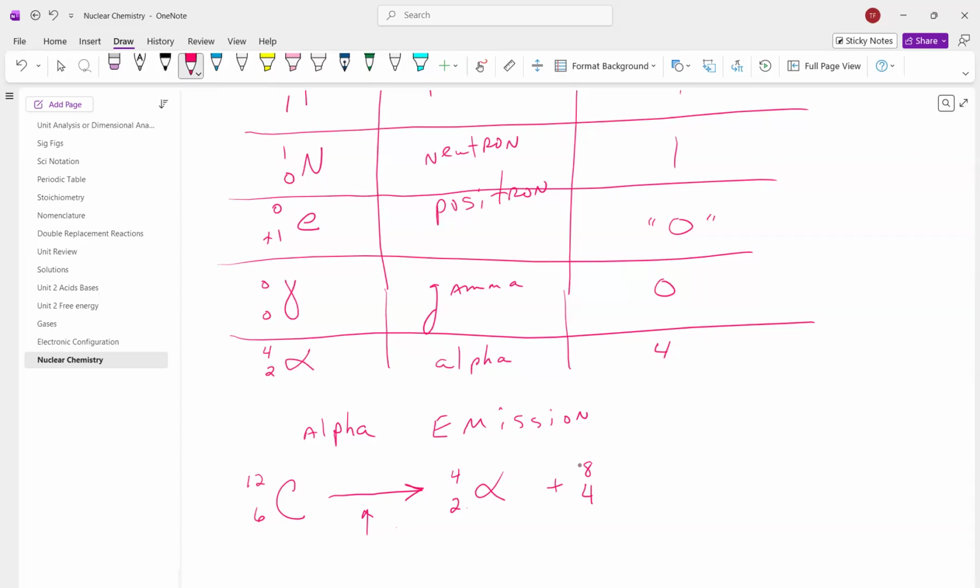And now if we look on the periodic table, oh, that is beryllium 8. And this would be carbon 12. So a lot of times you just know what's being emitted or what's being captured. Now, the opposite of emission is capture.